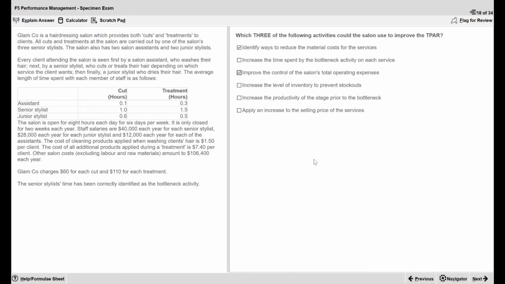Increase the level of inventory. Stock out. Remember, we don't use inventory. Increase the productivity of stage prior to the bottleneck. Remember, if you want to improve, you need to increase the bottleneck. Prior to the bottleneck doesn't improve anything. Imply an increase to the selling price of the service. Yeah, this could also be correct. So all of these three seem correct answers.